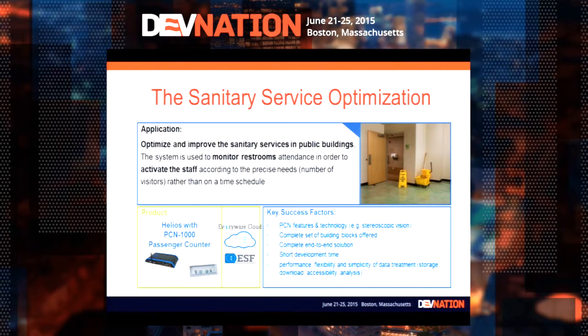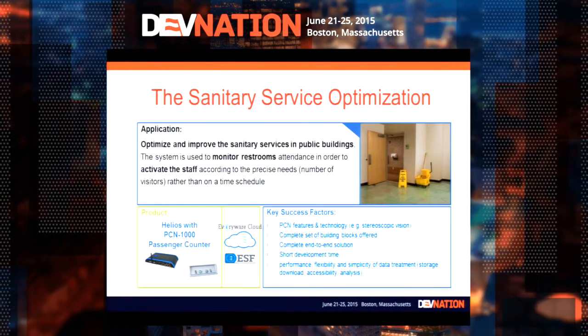Because the data they retrieved went far beyond what they expected. So it was useful not only for them, but also for the customer. And I'll tell you why. First of all, they turned the schedule of the cleaning service from on schedule to on demand. So they turned the restroom into an intelligent restroom.